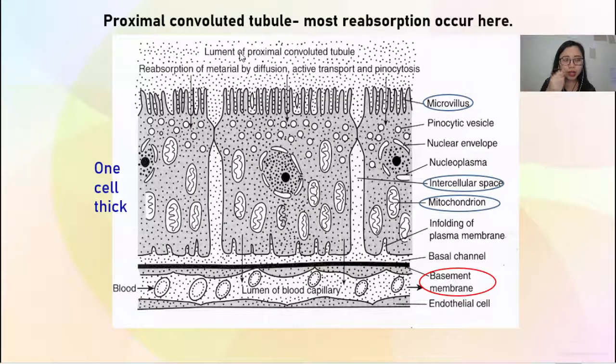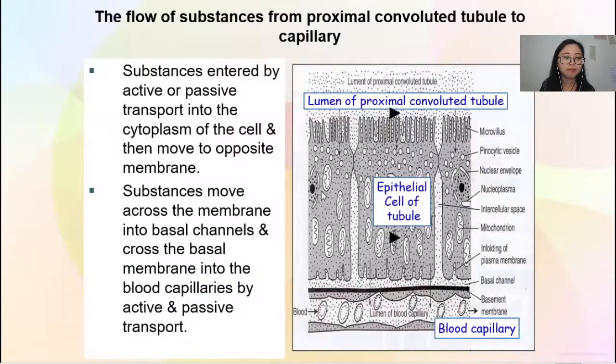So here we can look at what the structure looks like in the proximal convoluted tubule. Dia punya sel akan nampak macam ni, dia akan ada microvilli, akan ada tempat untuk pinocytosis di antara itu microvilli. And then you can see the intercellular spaces, you can see at the basement membrane, ada benda, banyak benda dia boleh serap. Okay, the substances entered by active or passive transport into the cytoplasm of the cell and are then moved to the opposite membrane. Anything that is absorbed from this side will be absorbed through to this side.